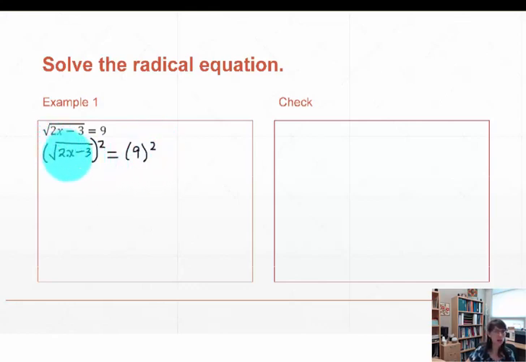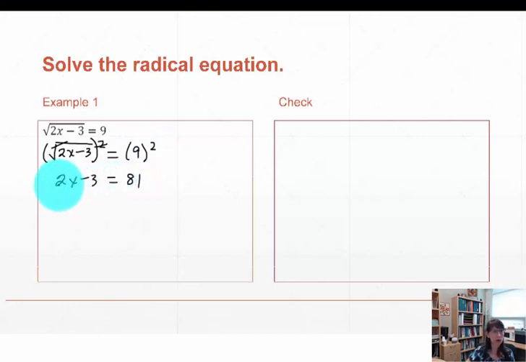Remember that if you have a square root and you raise it to the power of 2, those operations undo each other because they're opposite operations. And so you're really clearing 2x minus 3 from the radical. On the right-hand side, 9 times 9 would make 81. So make sure you are squaring, not multiplying by 2. So 9 times 9 gives us 81.